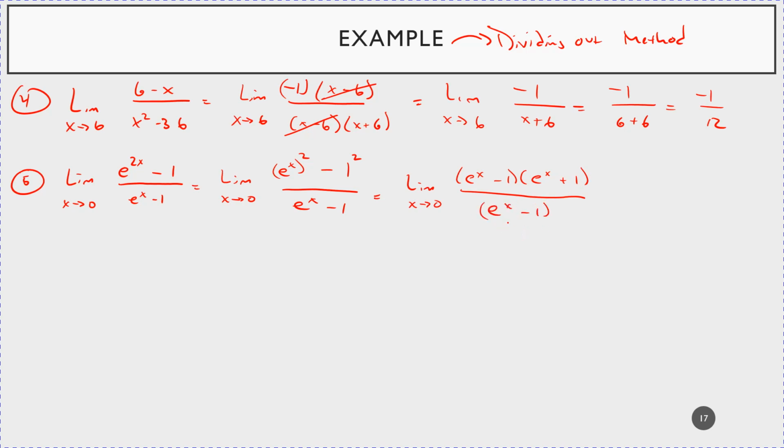Now look what happens. Cancel, cancel. You get the limit as x goes to 0 of e to the x plus 1. So this is e to the 0 plus 1. Well, that's 1 plus 1. That gets me 2. So the trick here, whenever you see this e to the 2x, remember that it's e to the x quantity squared. So you could factor this as the difference of 2 squares.